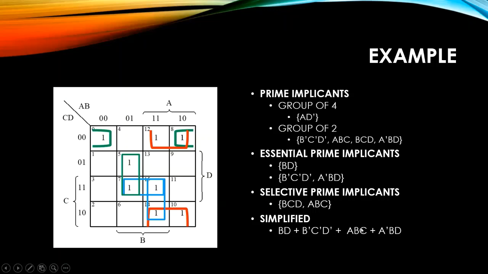You have an option. So again, to summarize: always start with the biggest group, determine the prime implicants, determine the essential prime implicants, determine the redundant prime implicants and selective prime implicants, so that we could easily determine the simplified equation.